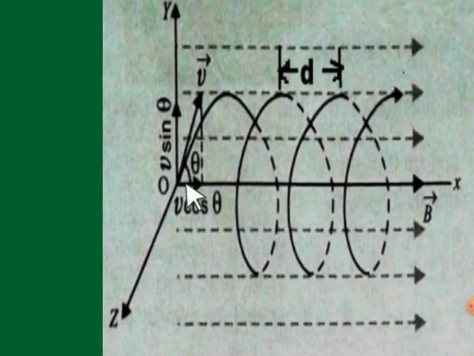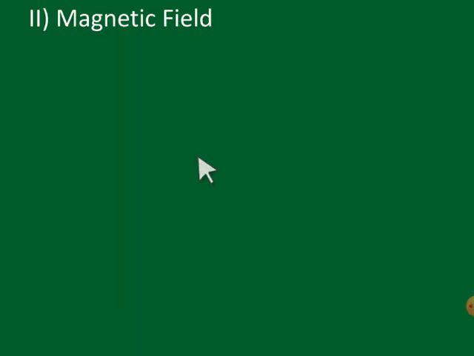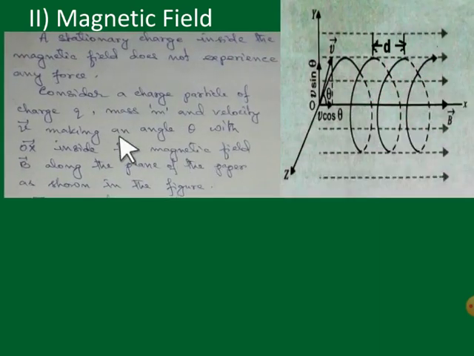So what happened? Let a charge small q of mass small m move with the velocity v, making an angle with Ox inside the magnetic field B, in the plane of the paper. Then the Lorentz magnetic force experienced by this charged particle inside the magnetic field will be given by F = q v cross B. We call that force the Lorentz magnetic force.